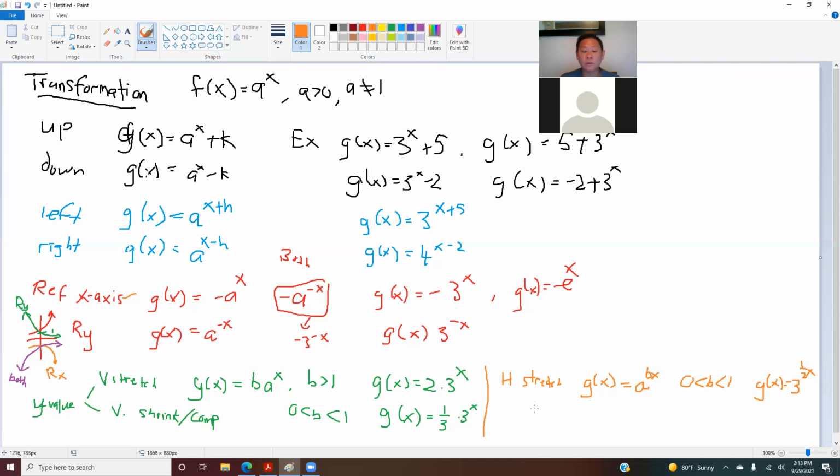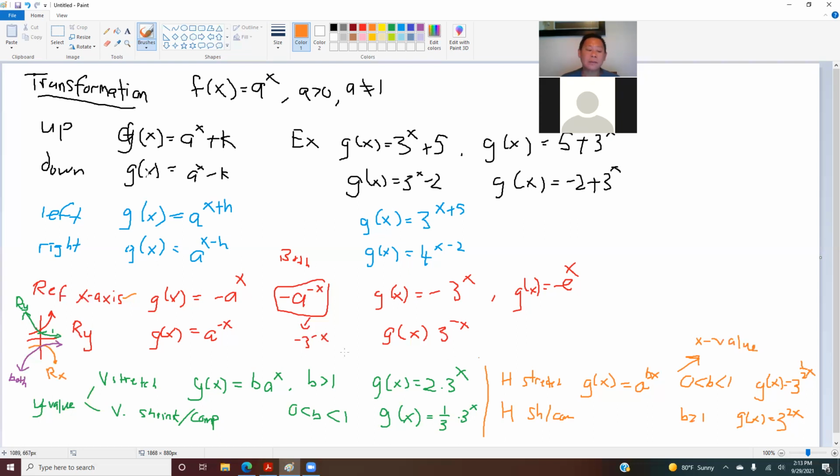For the horizontal shrink or horizontal compress, the b in this case will be greater than 1. For example, g of x in this case will be 3 times 2 to the power of 2x. So this 2 is a horizontal shrink or compress. When you do a horizontal shrink or compress, it will affect your x value.